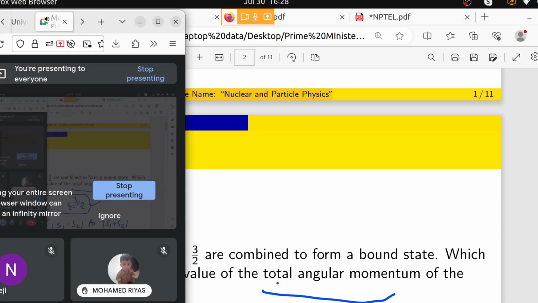Someone is asking something. Whoever raised their hand, don't raise the hand. You can just unmute yourself and ask your question. There is no need to raise your hand.